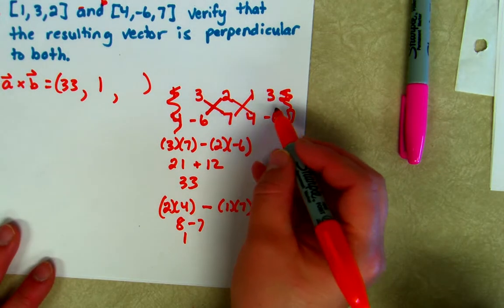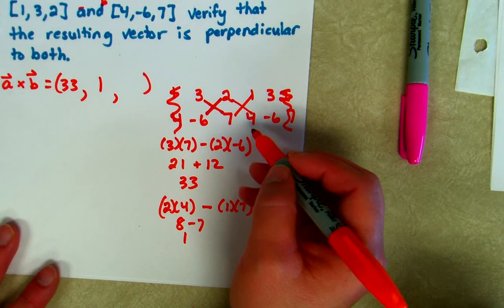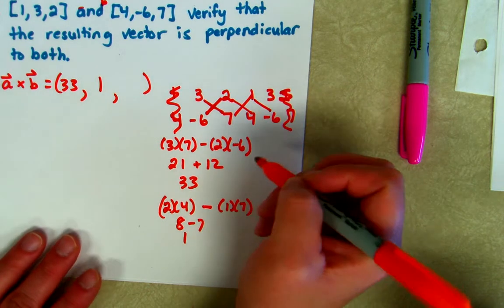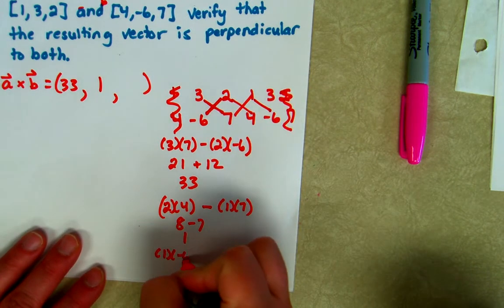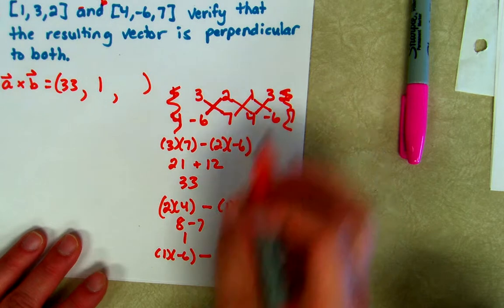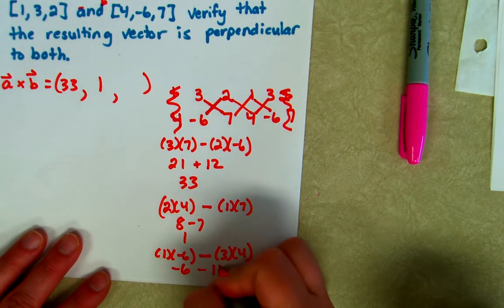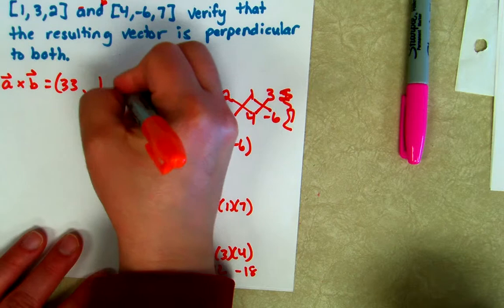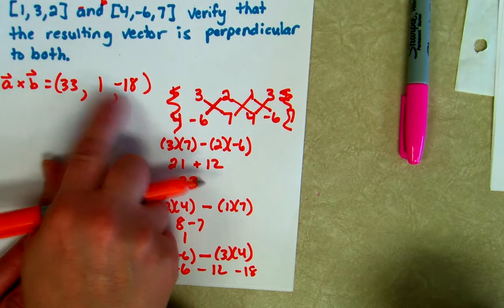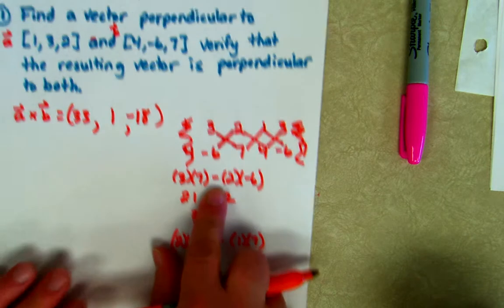I'm going to move over to my last set of 4 to find my z. So I do 1 times negative 6, always subtract 3 times 4. So that's going to be negative 6, subtract 12, or negative 18. So this vector is the cross product of A and B.